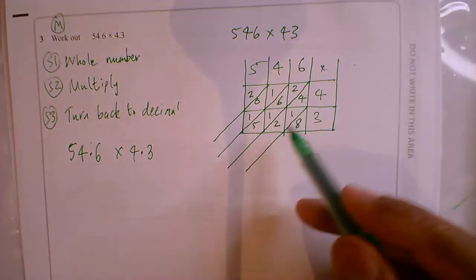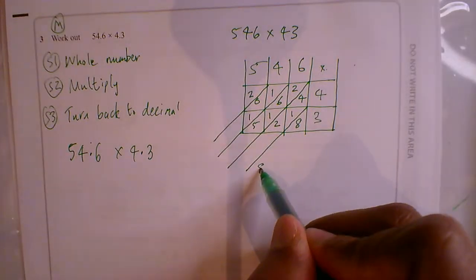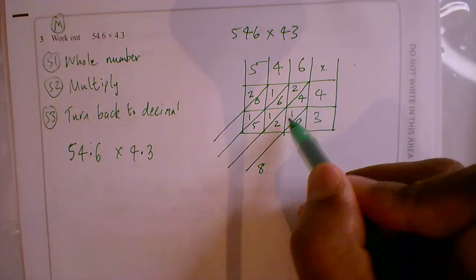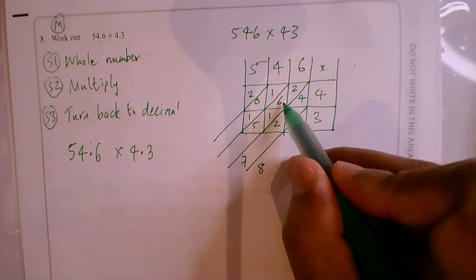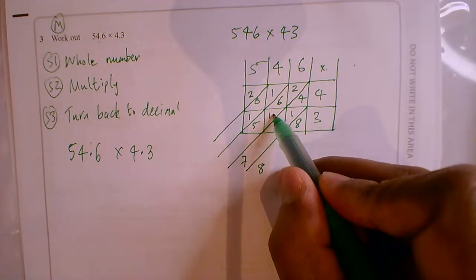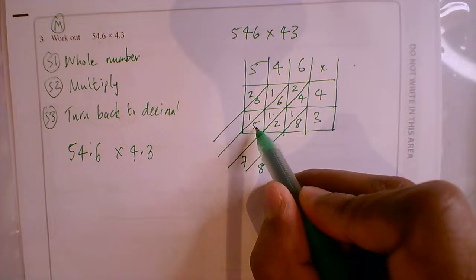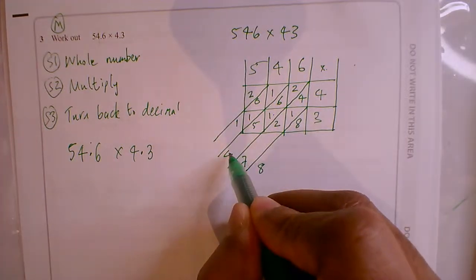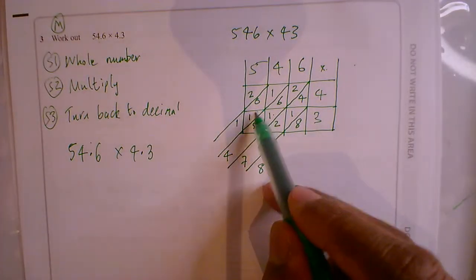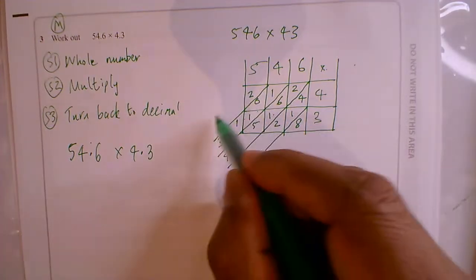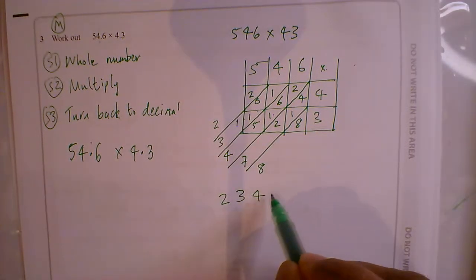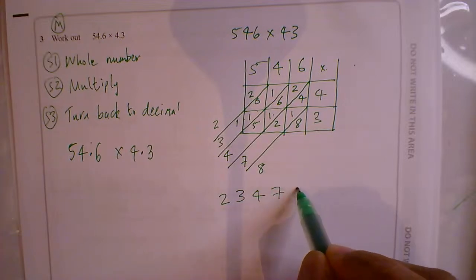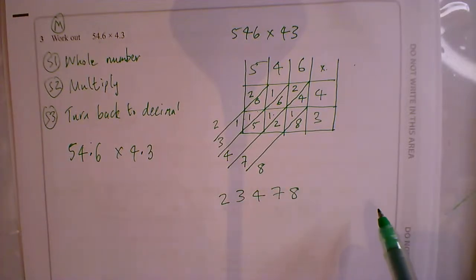And now I'm going to be adding along the diagonal. So I've got 8 here. 4 plus 1 is 5, plus 2 is 7. I've got 2 plus 6 is 8, plus 1 is 9, plus 5 is 14. So I'm going to carry the 1, put the unit down. 1 plus 1 plus 1 is 3, and I've got 2 there. So my digits are 2, 3, 4, 7, 8.